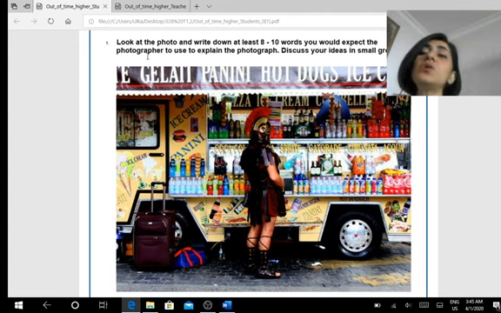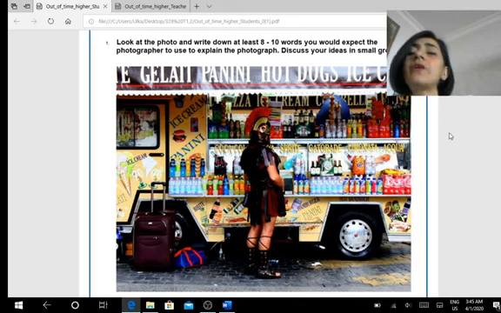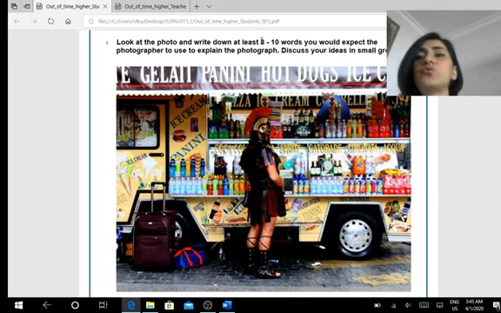But I would also like you to do one pre-listening task on vocabulary. Apart from what we expect to hear about this picture, we should also predict the vocabulary we expect to hear from the recording. So look at the photo and write down at least 8 or 10 words. I would expect you to write 10 words of what you expect from the photographer to explain the photo.